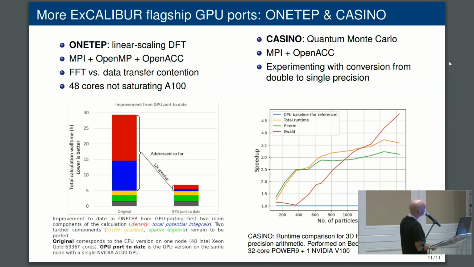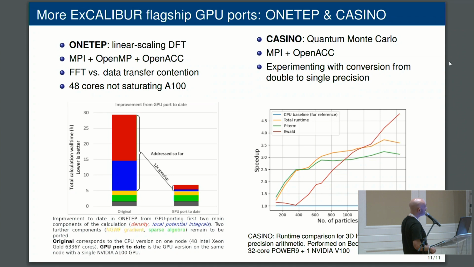On the Casino side of things, this is slightly different because it's a quantum Monte Carlo code. They can make use of some other things that we can't readily do in DFT. And in particular, they're looking at experimenting with conversion from double to single precision. For obvious reasons, on the GPU, single precision can be a huge benefit, particularly the way the hardware has been going in recent years. It also gives you access to consumer grade cards rather than server grade, so this could be a real benefit. They've only just started experimenting with this, but they're getting some promising results.